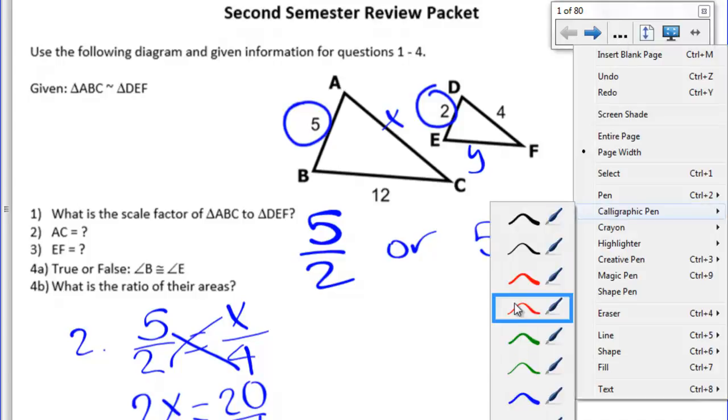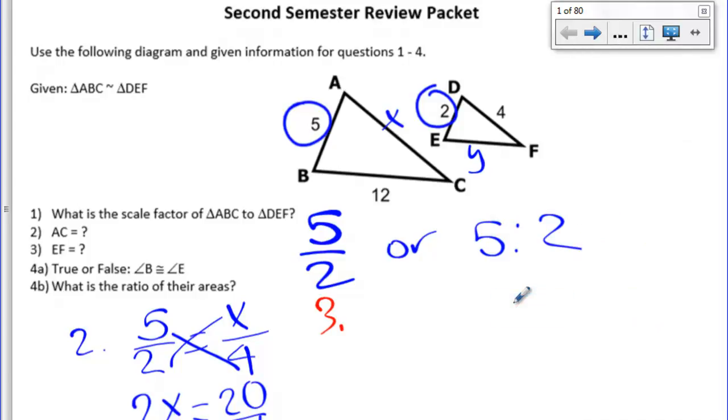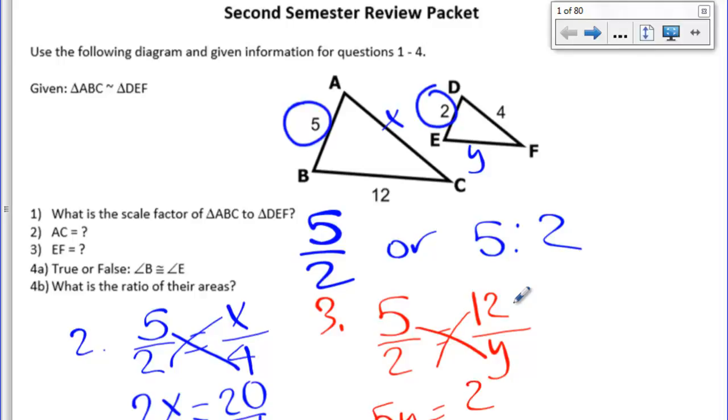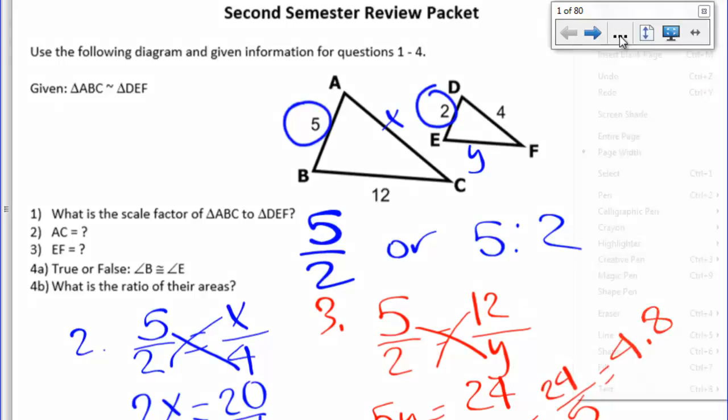For number 3, you can use the scale factor again. And this time I'm going to say 12 over Y. Cross multiply, so we get 5Y equals 24. And once you divide by 5, you get Y equals 24 over 5, or 4.8 as a decimal.